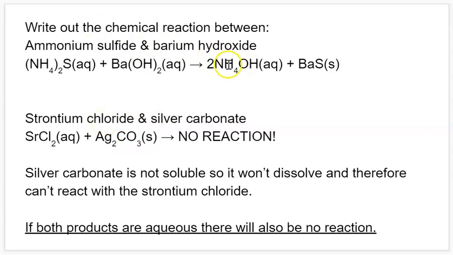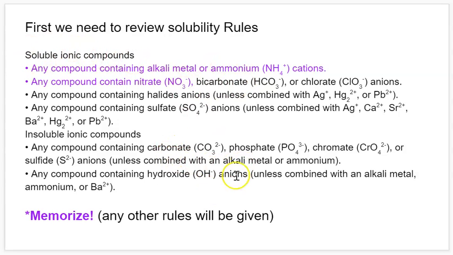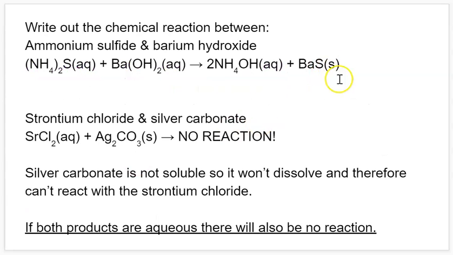So let's look at this first one again. So ammonium hydroxide, I know that even though hydroxides are mostly insoluble, it's combined with ammonium, which is always soluble. So that's going to be aqueous. And then I have barium sulfide. Let's look at my rules. Sulfides are here. They're in the insoluble ionic rules. So any compound containing sulfides are insoluble unless combined with an alkali metal or ammonium. Barium is an alkaline earth metal, so that does not count as one of the exceptions. So that's why I have BaS solid here. So this is going to be a precipitation reaction for sure, because one of the products that was formed is an insoluble compound that's then going to drop out of solution.